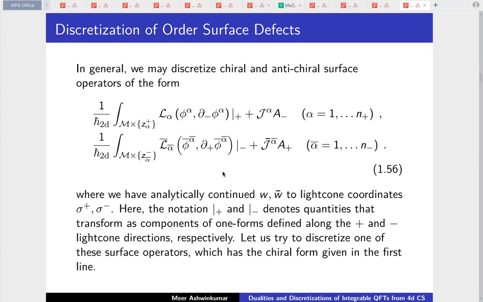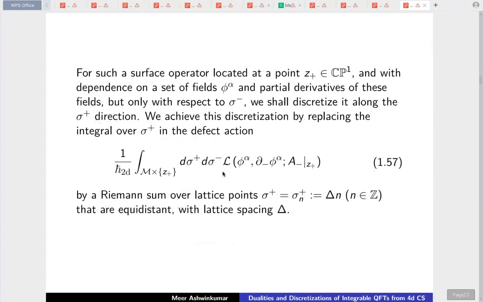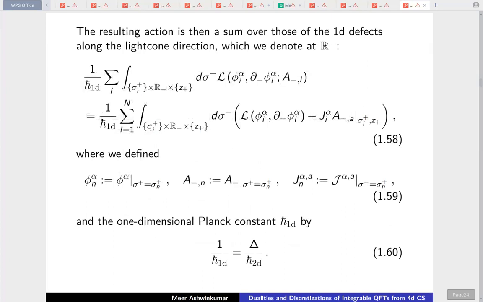So now I can actually discretize in a rather straightforward way, because whenever there is a partial minus derivative in the surface defect action, I can just discretize along the sigma plus direction, and I don't need to worry about discretizing this derivative over here. So what this means is I can rewrite the integral over sigma plus as a Riemann sum over lattice points that are equidistant with lattice spacing delta. And this results in a sum of line operators arising from discretization of a surface operator.